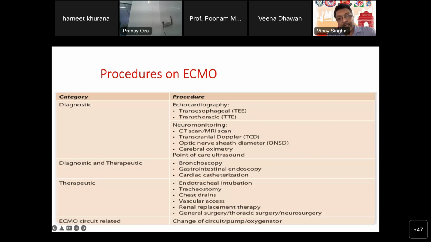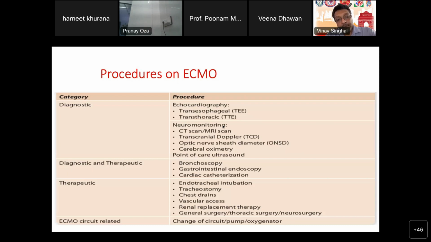Transcranial Doppler, again a non-invasive procedure, is done at the bedside. Optic nerve sheath diameter monitoring, cerebral oximetry monitoring, and point of care ultrasound for various reasons can also be done at the bedside, and the patient need not be transported out of the ICU or out of the bed. Again, there are some procedures that can be done at the bedside but are partially invasive, like bronchoscopy, minimally invasive, and gastrointestinal endoscopy.